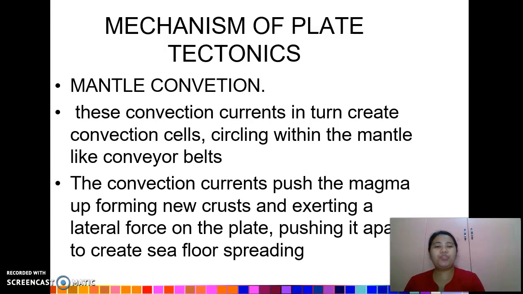The convection currents push the magma up, forming new crust and exerting a lateral force on the plate, pushing it apart, leading to the formation of a divergent boundary. Now, in this region, you also have sea floor spreading. Again, on the divergent boundary, in the oceans, most often than not, magmas are actually mantle plumes, hotspots such as in Hawaii, which can literally be observed on the ocean floor.